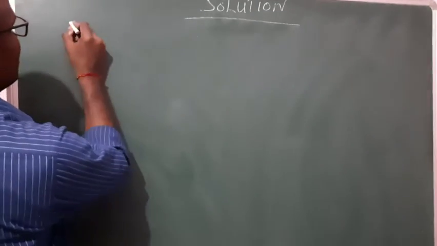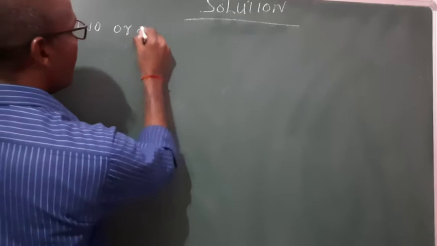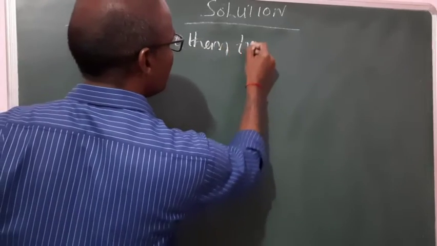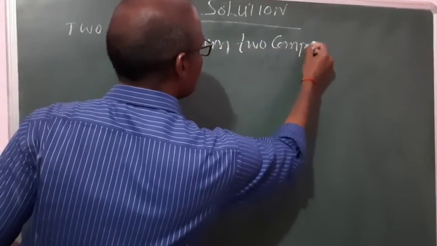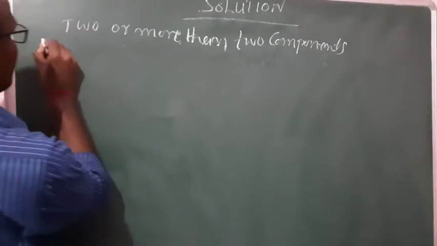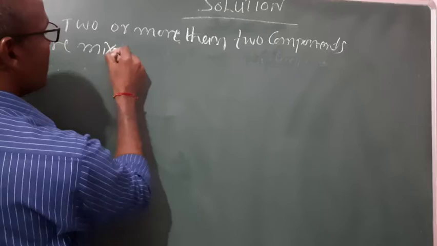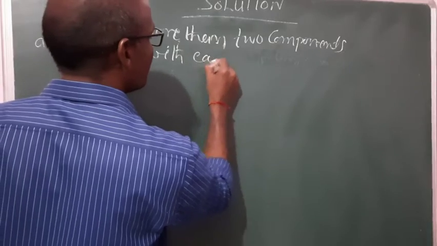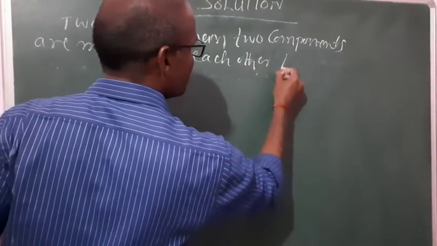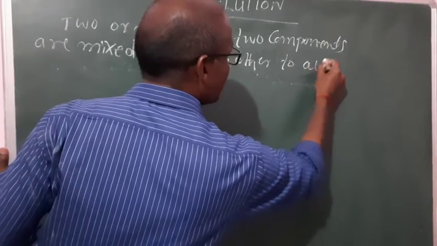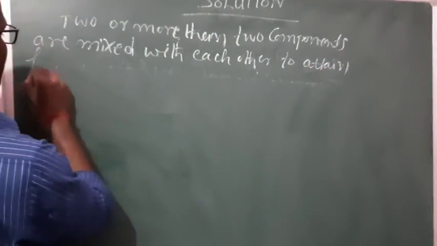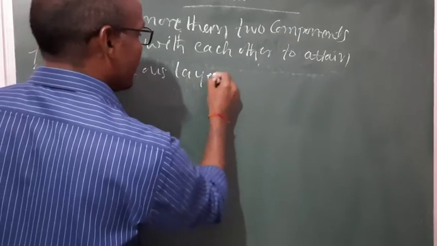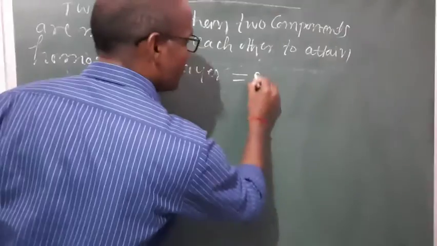Alright, look here, I will write the definition. Two or more than two components are mixed with each other to attain a homogeneous layer. That is what we call a solution.